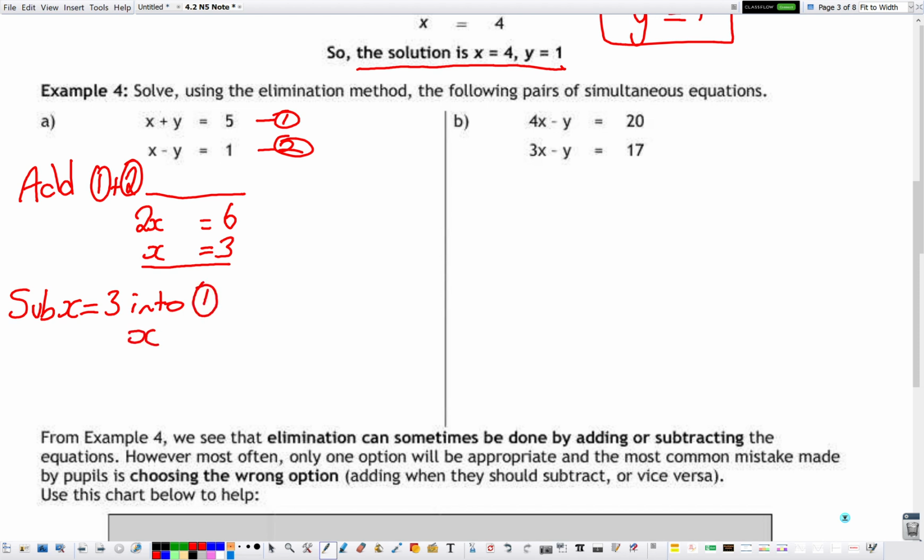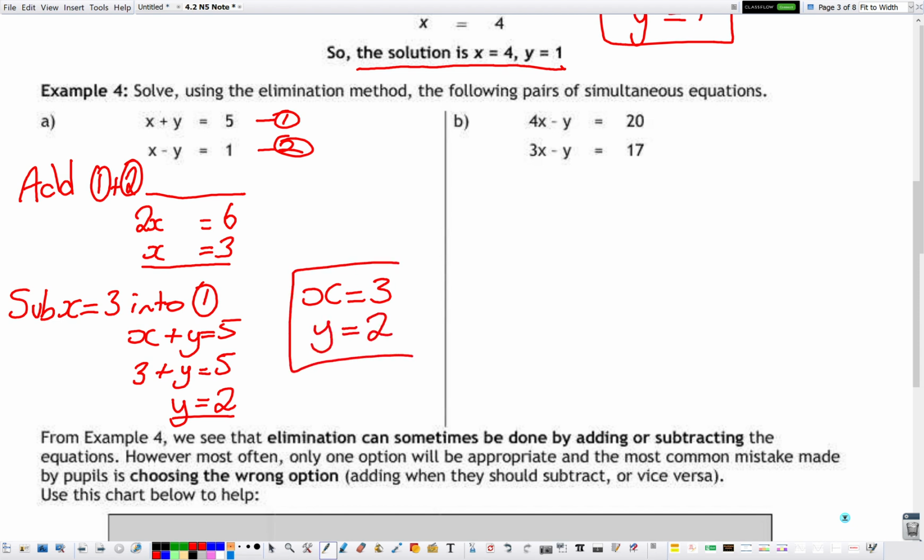So write it down again, it's x plus y equals 5. So that is going to become, substitute the x equals 3 in, so 3 plus y equals 5. So then that allows me to now just take away 3 from both sides, so y equals 2. So x equals 3, y equals 2. Those are my two solutions, and I just need to finish off by writing them clearly at the side in a little box, and that's my solution done.